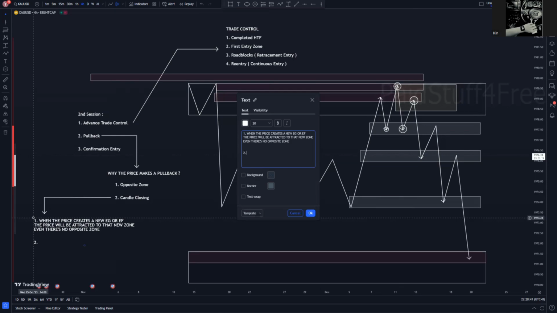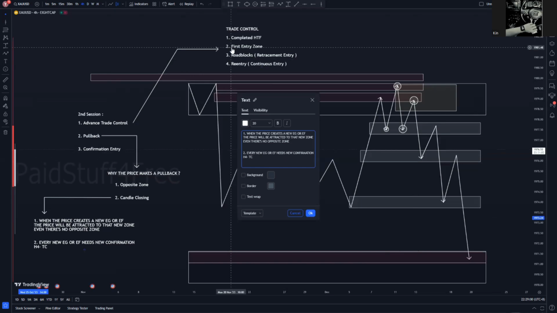And how about the second one? Every new EG or EF needs new confirmation. If we talk about the H4, it needs a new TC, based on this one. Maybe it needs a new first entry zone, needs to respect the new first entry zone, needs to create a new TC, something like that. If we talk about the M30, the price needs a new CE. H4 new TC and M30 new CE.